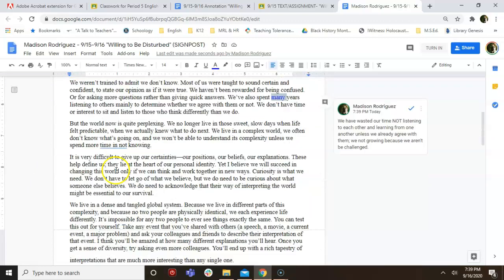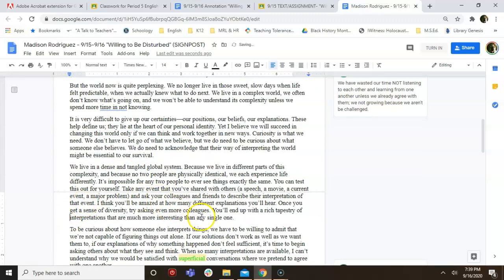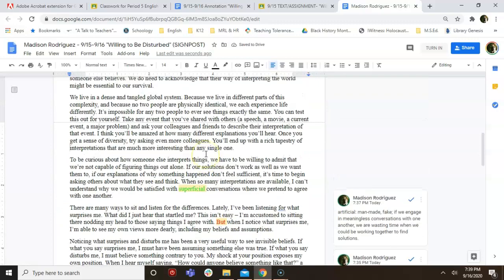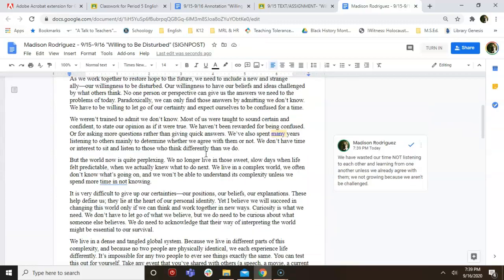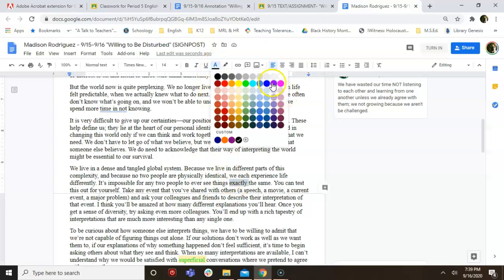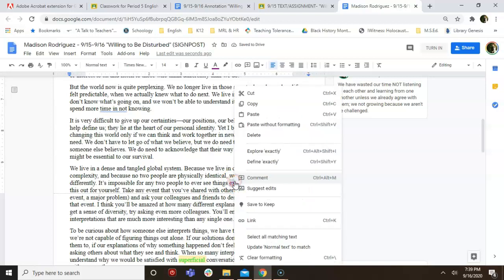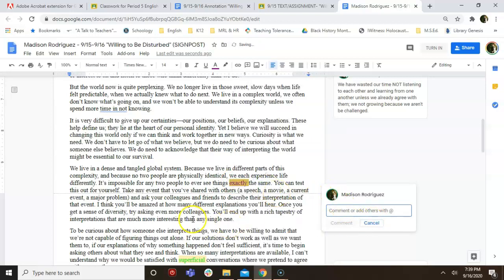Extreme or absolute language is in purple. Okay, so I found the word, let me think. Right here, I found the word exact or exactly. I want to put it in purple. And another way that you can add a comment is by right-clicking, comment. Okay, so you want to read the sentence that came before. Because we live in different parts of a complexity and because no two people are physically identical, we each experience life differently. It's impossible for any two people to ever see things exactly the same.